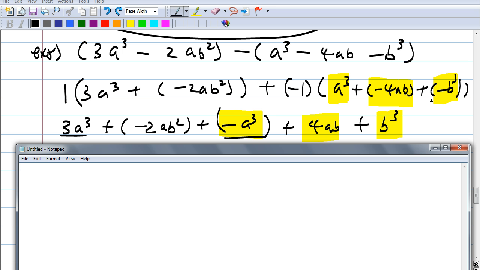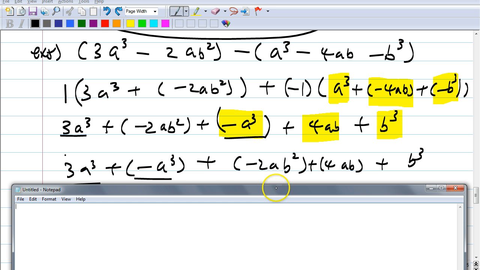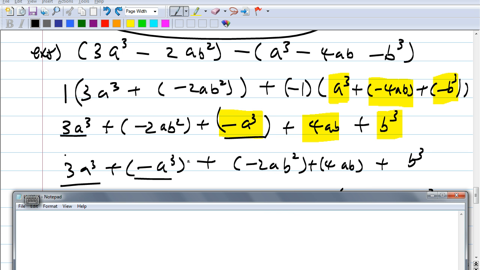Because you're distributing -1. Positive a cubed became negative a cubed. Negative 4ab became positive 4ab. Negative b cubed became positive b cubed. Right? Because we distribute that -1. And so of course, since we got rid of all the parentheses, now we can move things around freely because everything's addition, and we could use the commutative property of addition, right? So I'm going to rewrite this as, notice I have a pair of like terms, 3a cubed and -a cubed.